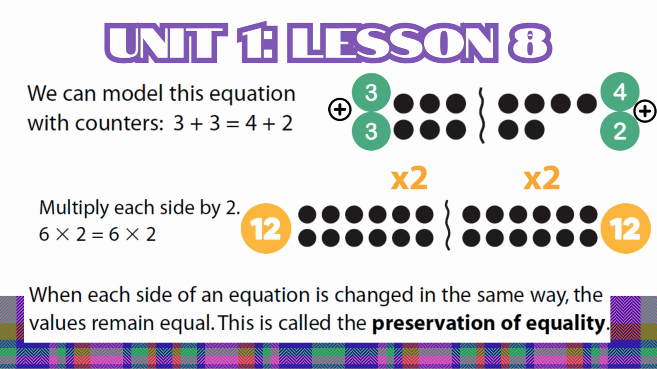For example, if we multiply both sides by 2, we know on the left side 3 plus 3 equals 6, and then multiply that by 2, we would get 12. On the right side, we have 4 plus 2 equals 6. Multiply that by 2, and we would also get 12. When each side of the equation is changed in the same way, the values remain equal. Once again, that is called the preservation of equality.